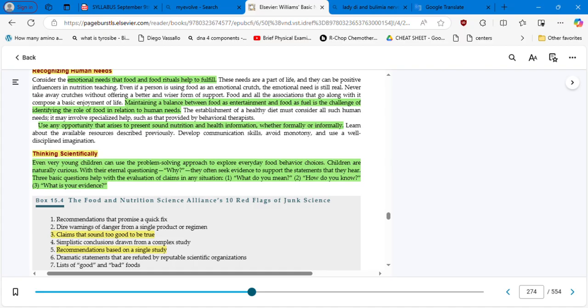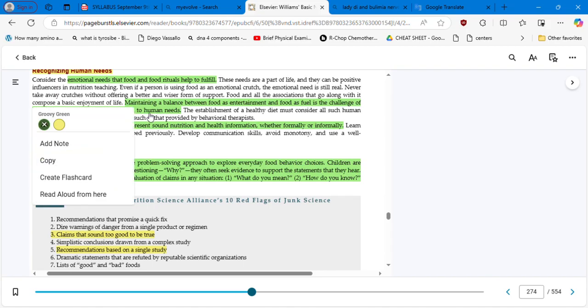Human needs also maintaining a balance between food as entertainment and food as fuel is the challenge of identifying the role of food in relation to human needs. So yes, this is very important. It's extremely important to make the difference, right?